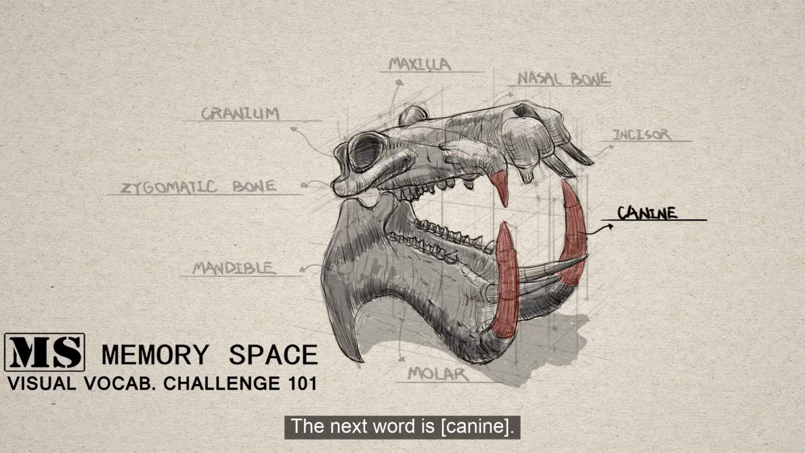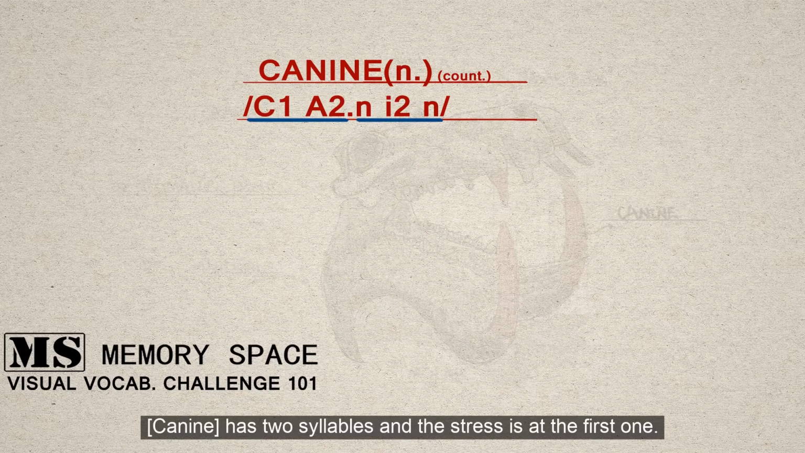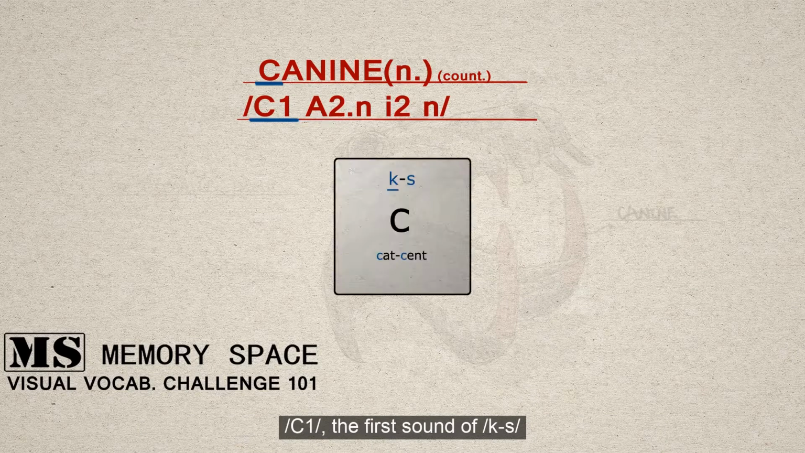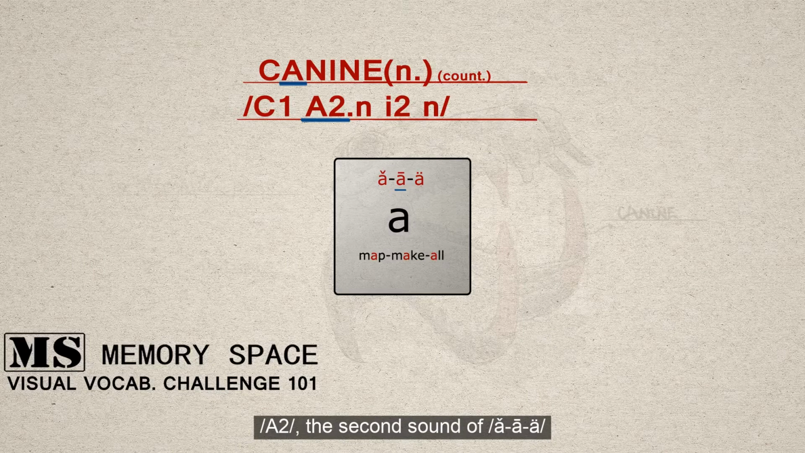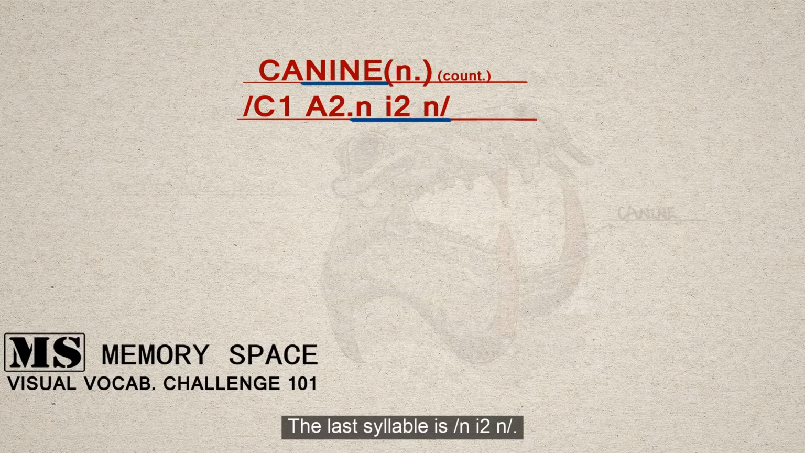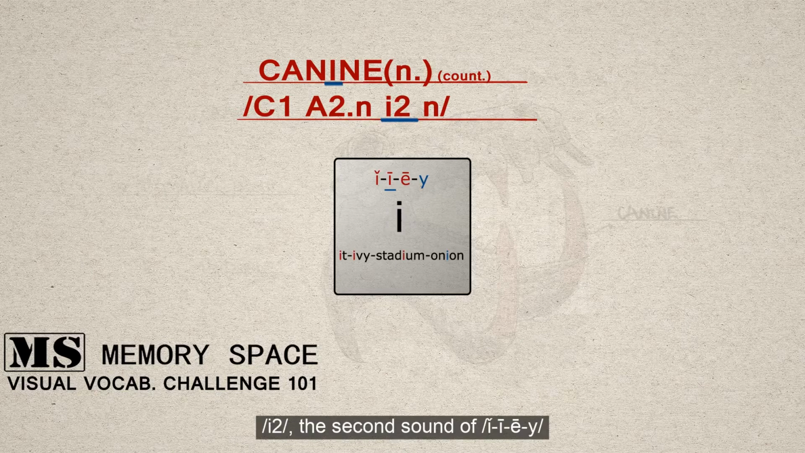The next word is canine. Canine has 2 syllables and the stress is at the first one. The first syllable is kay, k, the first sound of c. A, the second sound of a. The last syllable is nine. I, the second sound of i.